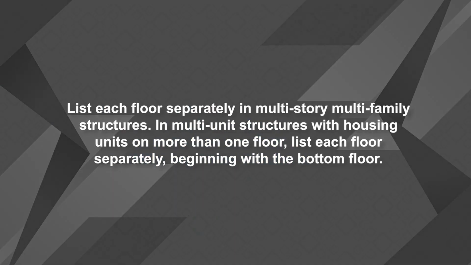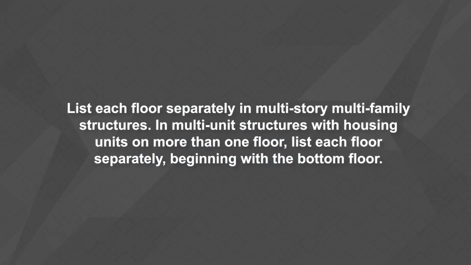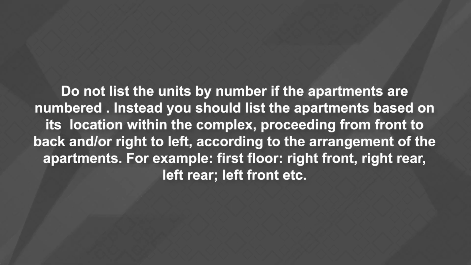List each floor separately in multi-story and multi-family structures. In multi-unit structures with housing units on more than one floor, list each floor separately, beginning with the bottom floor. Do not list the units by number if the apartments are numbered. Instead, you should list the apartments based on their location within the complex, proceeding from front to back and/or right to left according to the arrangement of the apartments. For example, first floor, right front, right rear, left front, etc.